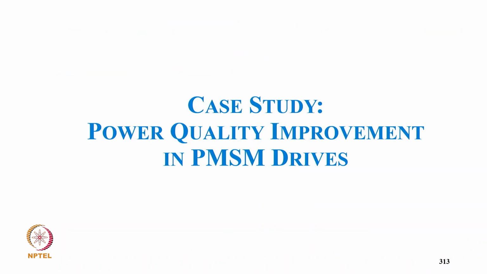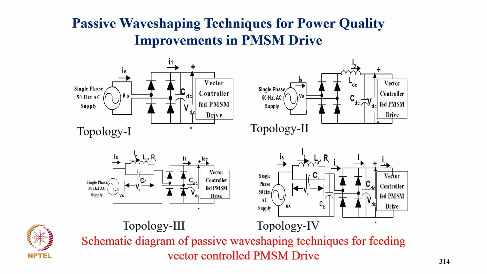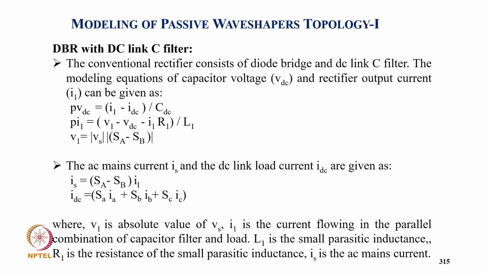Coming to the case study, typically like power quality improvement in permanent magnet synchronous motor drive. So we have a main topology, like we have a simple original case of diode rectifier, then we have an LC filter, then we have a series third harmonic filter, then we have a filter with the capacitors. So here the conventional rectifier is considered, a diode with the DC link capacitor.